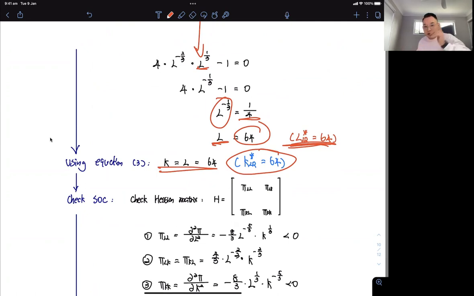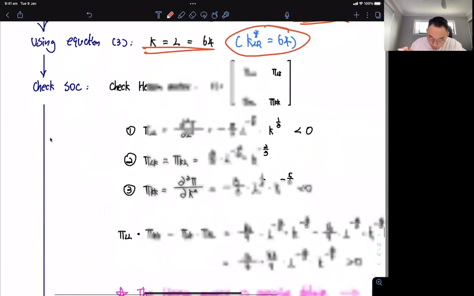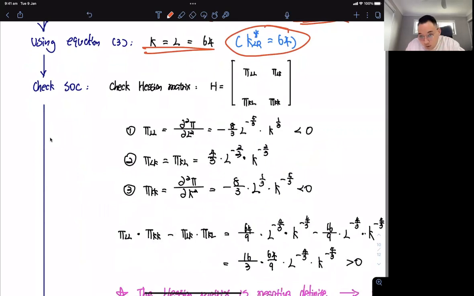That's the first order condition. Next thing we need to check is the second order condition, right? So how do we check the second order condition? We need to deal with the Hessian matrix. Okay. So the Hessian matrix requires us to derive pi LL, pi KK, pi LK, and pi KL. In a sense, this is simply P times the own effect and cross effect, right? So pi LL is simply the change of pi L squared over change of L squared, which equals minus 8 over 3 times L to the power of minus 5 over 3 times K to the power of 1 over 3.